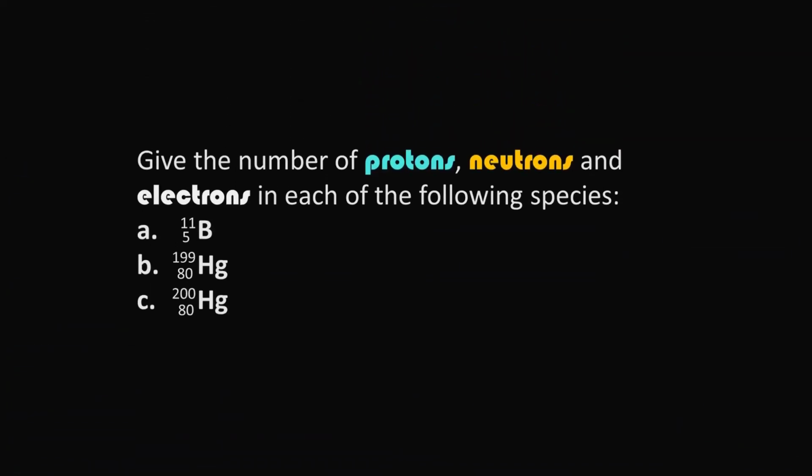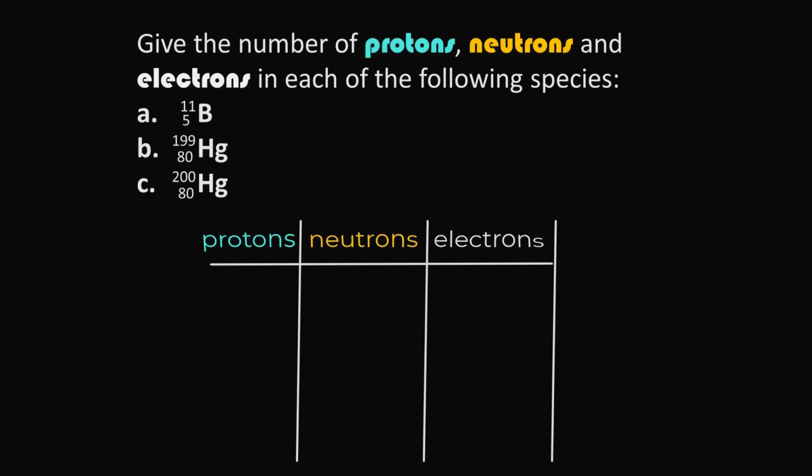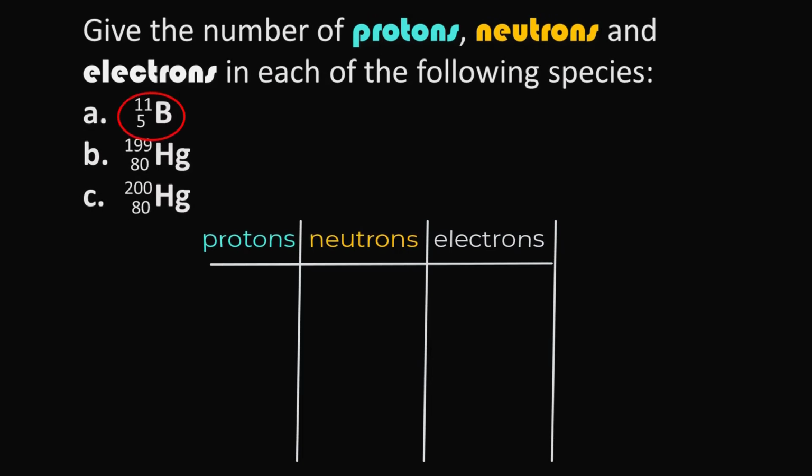Give the number of protons, neutrons, and electrons in each of the following species: boron 11, mercury 199, and mercury 200. To figure this out, I will start by making a table and give headings like this respectively. For boron 11, from the isotopic notation, you see the mass number as 11 and atomic number as 5. This is easy and straightforward as you've been given everything you need to compute the solution to these questions asked of you. Since atomic number equals number of protons, I'm safe to say that the proton is 5. Since the boron is not an ion but rather a neutral atom, its number of protons will be equal to the number of electrons.